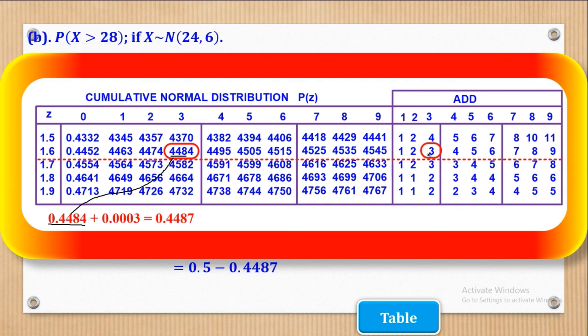But for this one, to make it 4 decimal places, you add 3 zeros in front of it, so it will be 0.0003. These are 4 decimal places: 1, 2, 3, 4. So always remember that the probability must be to 4 decimal places, so the values got here you have to change to make them 4 decimal places. When we add this and this, we come up with 0.4487. That will be the value of phi of 1.633.